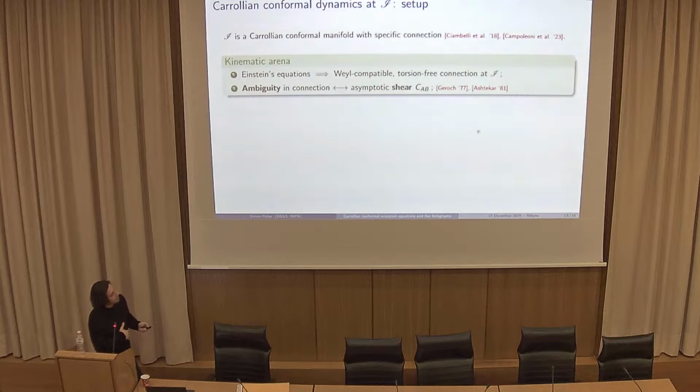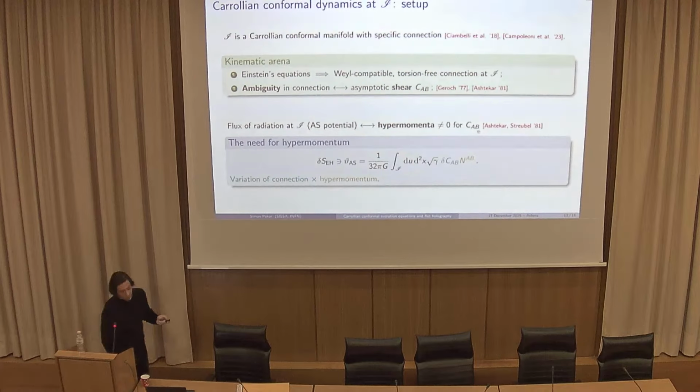The second thing is that I always have an ambiguity in my connection. This ambiguity is sourced by the shear. So it looks like I'm going to consider a variational principle with hypermomentum. Does this hypermomentum have to be there? And the answer is yes.